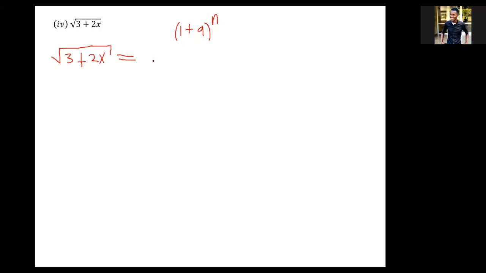So this, you express it in the form of this. So this is going to be 3 plus 2x. Remember, this square root here is just the same as raising all this to the power half. Okay, so let us proceed.